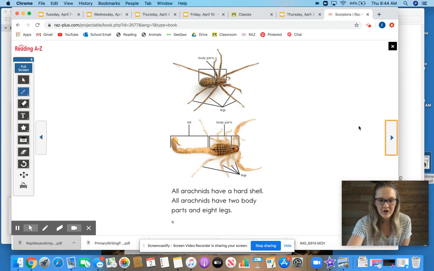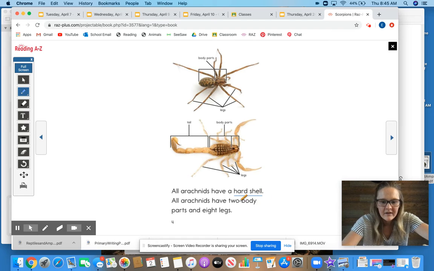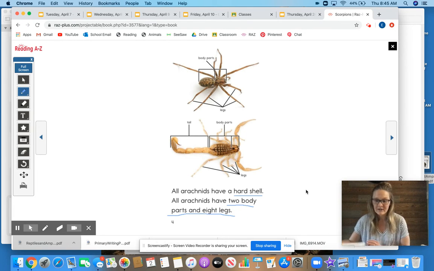All arachnids have a hard shell. All arachnids have 2 body parts and 8 legs. So this page right here shows us how a spider and a scorpion are the same, right? So that right there, I think, tells us ways they're the same. They all have a hard shell and 2 body parts and 8 legs. So I underlined it in my book. I'll do it up here too. Hard shell, 2 body parts, 8 legs. That's how they're alike. That's how they are similar. Okay, let's keep looking.